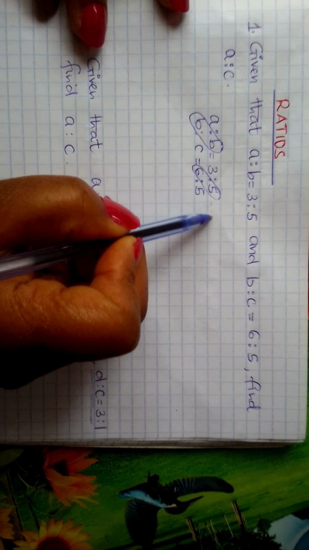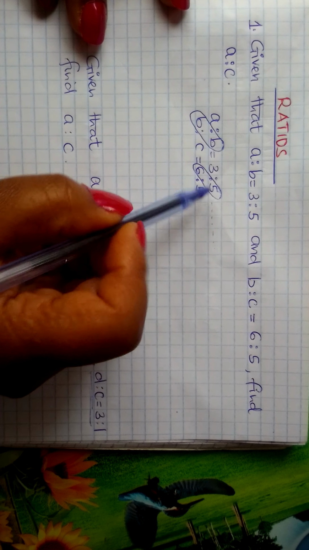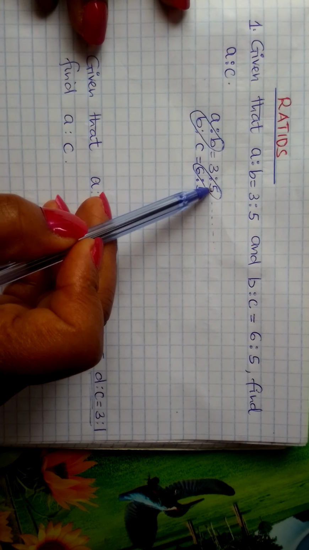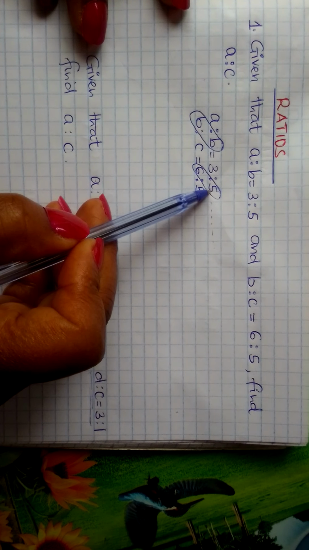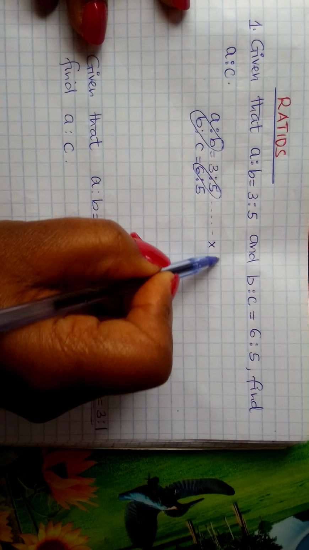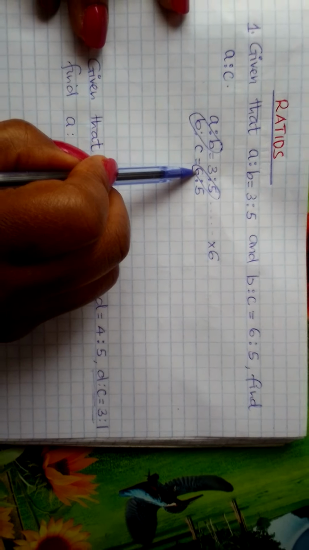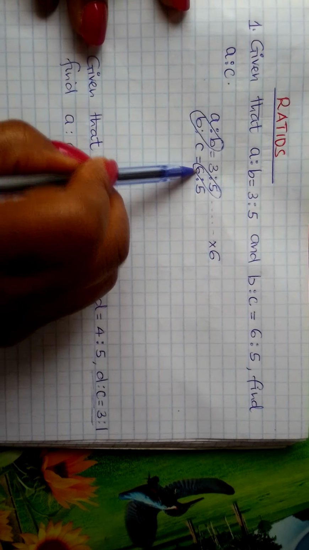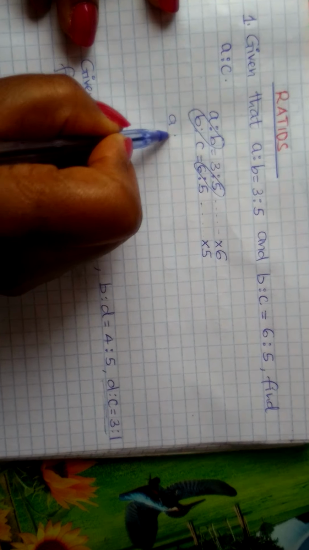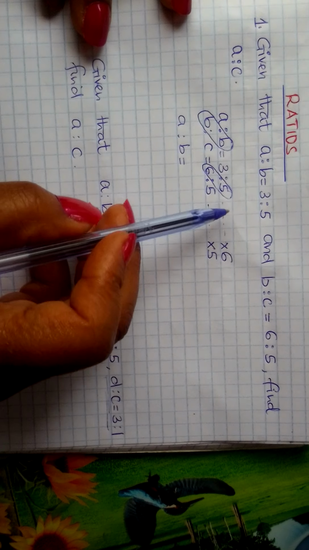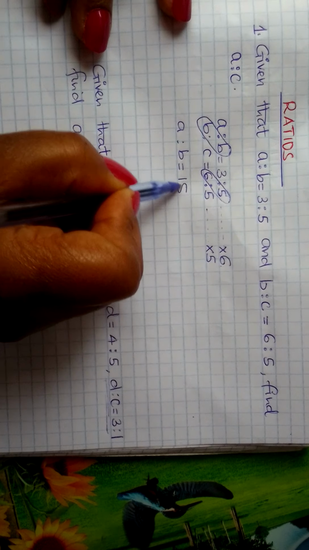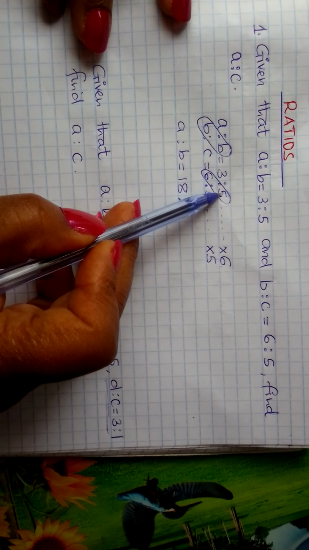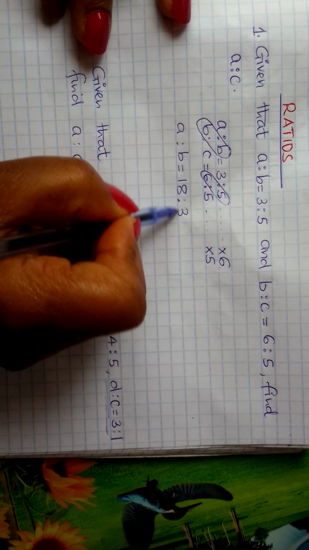So what we do is that we get the LCM just like we do in simultaneous equations. So here we get the LCM of 5 and 6, which is 30. So what do you multiply 5 with to get 30, learner? It is 6. You multiply by 6. What about 6? You multiply by 5 to get 30. And therefore, learner, you can write that A is to B is equals to what? You take 3, you multiply by 6, gives you 18. Then you take your B, which is 5, multiply by 6, gives you 30.